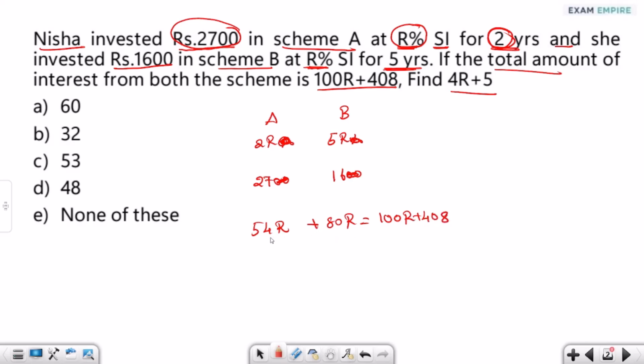So what is 80 plus 54? 134. So 134 R minus 100 R will be 34 R. So 34 R is equal to 408. So what will be the value of R? R will be 12. Now what you need to find? 4R plus 5. So 4 into 12 plus 5. 4 into 12 is 48. 48 plus 5, so the answer would be 53. Okay, so the answer for this particular question is 53.